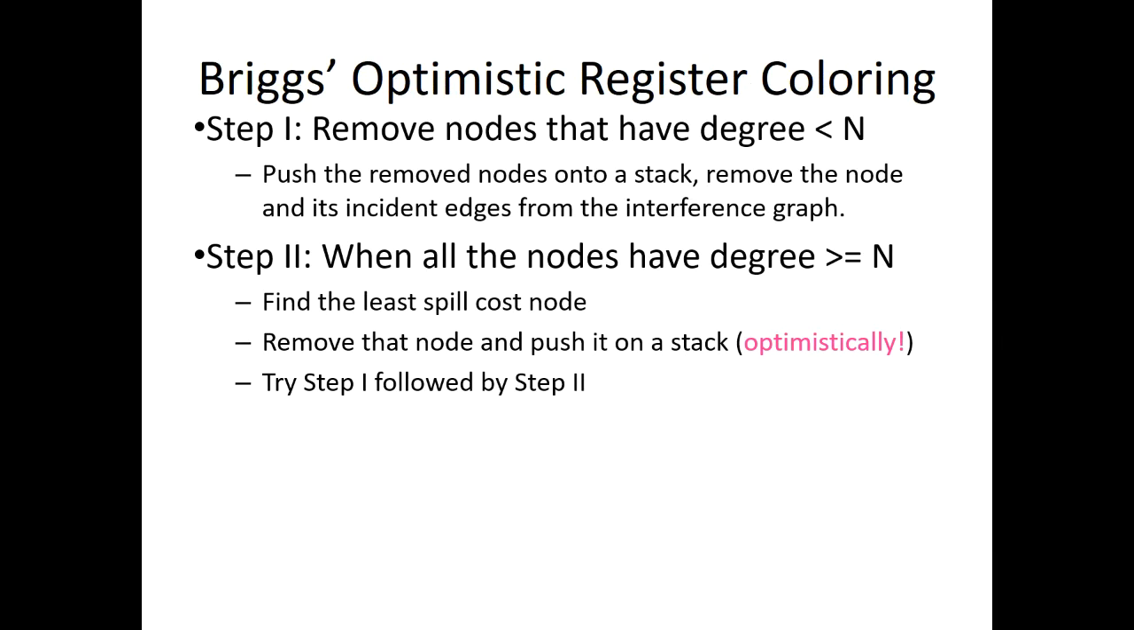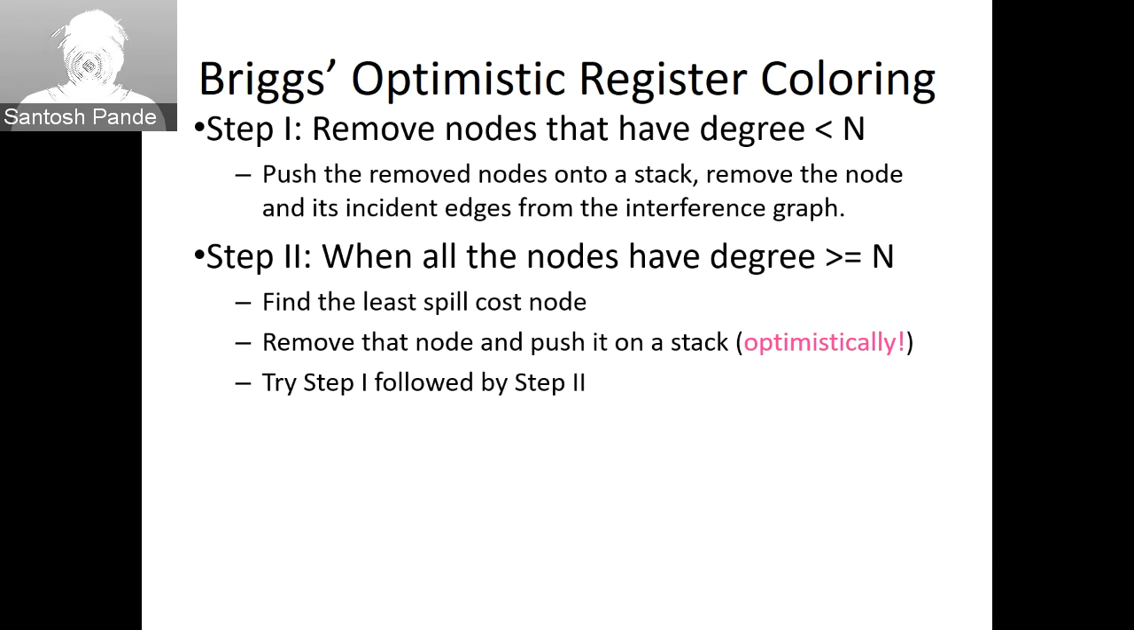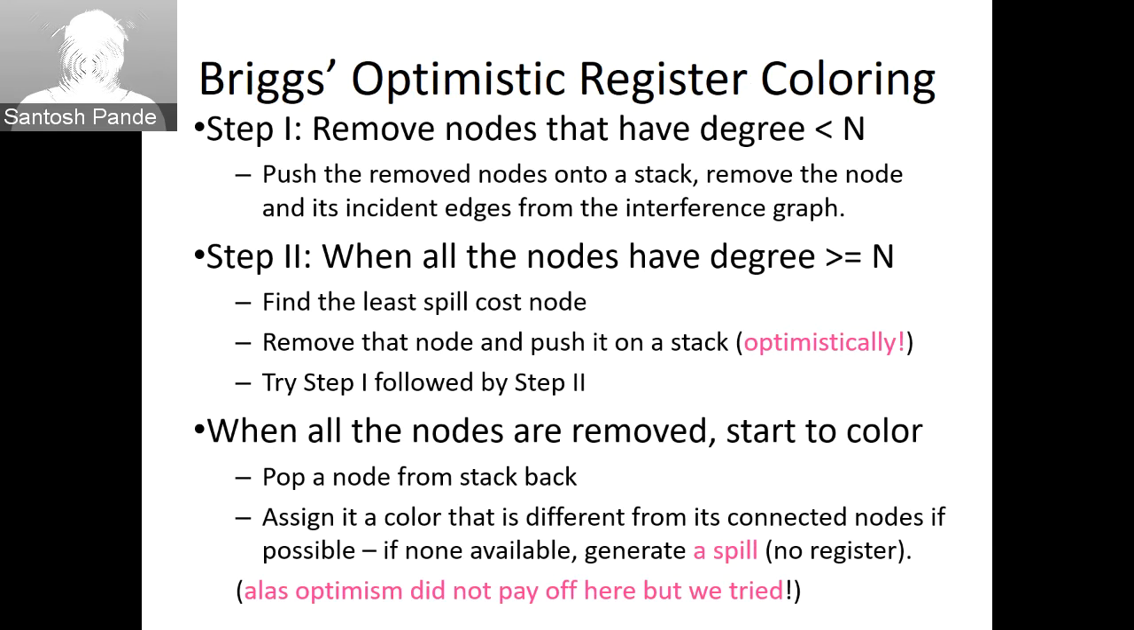So therefore we'll just sort in some ways the graph into the stack. That's what is going on. And when all the nodes are removed, we start coloring. So here is what Briggs will do. Pop the node from the stack, and it is from the top, so it will have the highest spill cost. As I was telling you earlier, in the second step, the stack will be ordered from the bottom to the top with spill cost increasing. And at the top, therefore, we'll have the node with the highest spill cost, and that will be the first one to get a color.